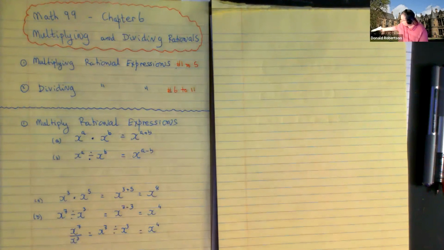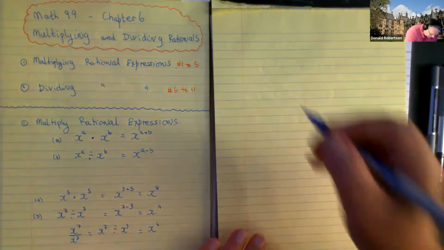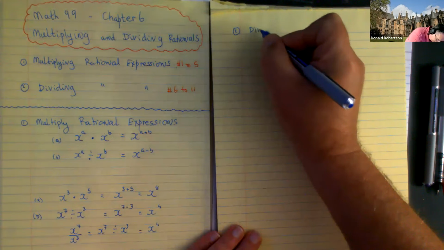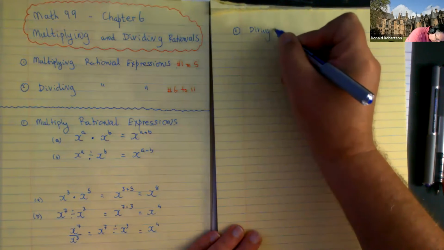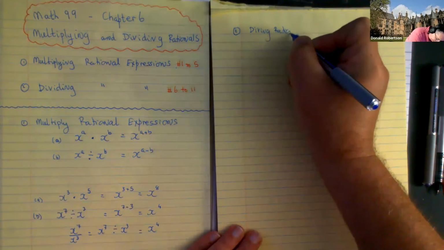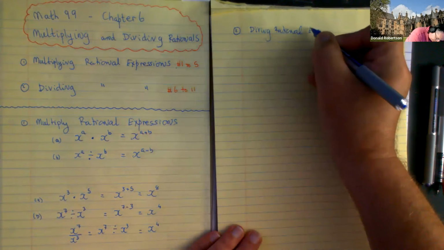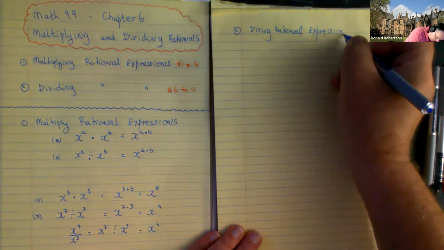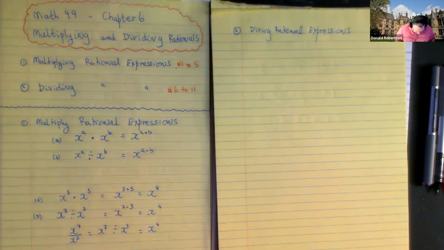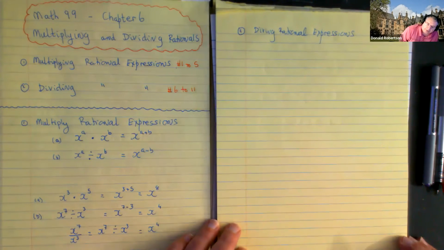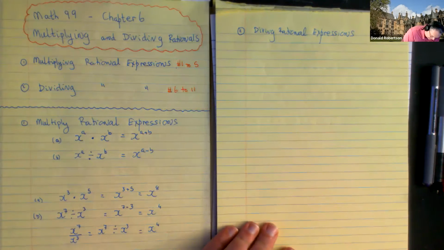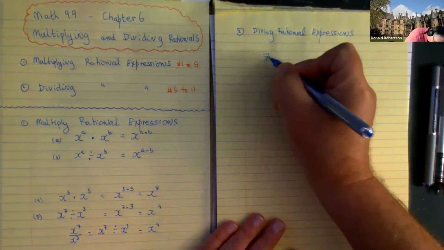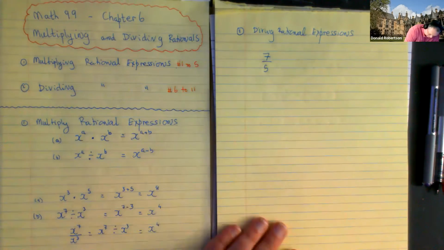So we're now moving to the second one, and that is dividing rational expressions. We'll now look at dividing, and it's actually a very similar process to multiplying. Very similar. Let me show you how you would do it with numbers, you know, fractions that contain numbers.